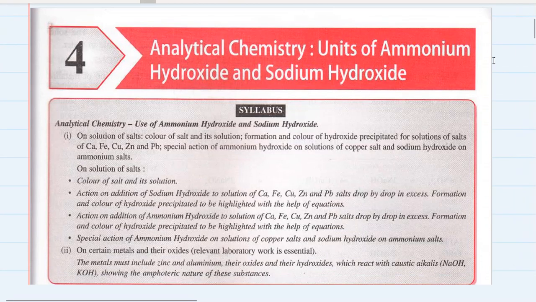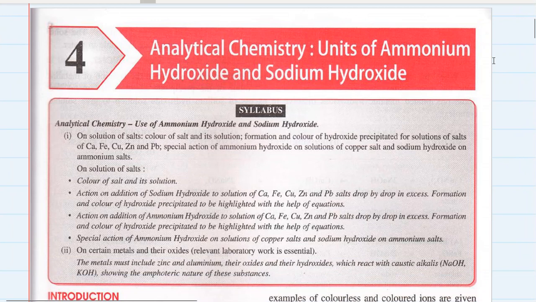Welcome to the next chapter of chemistry, analytical chemistry, chapter number 4. In some books, it is chapter 3b, that is the B part of chapter 3, that is acid, bases, and salts. So, very closely related chapter with acid, bases, and salts. So, this chapter is known as analytical chemistry.